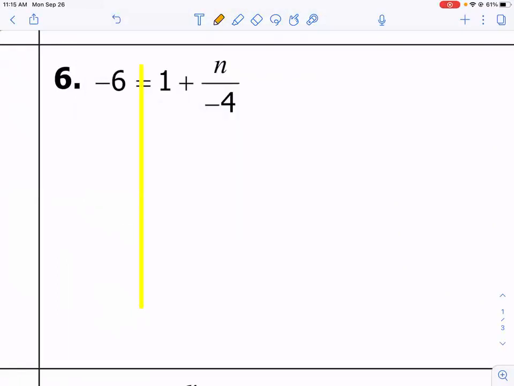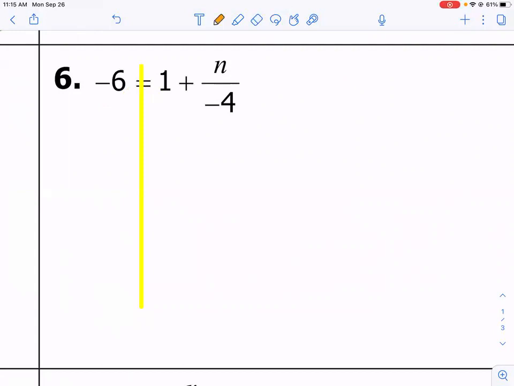All right, so I wanted to talk about this. Arislyn had a question. She said, okay, if I don't like the negative 6 being on the left, can I rewrite it to look like this? Yeah. It is totally fine to do that, okay? I have no problem with that.